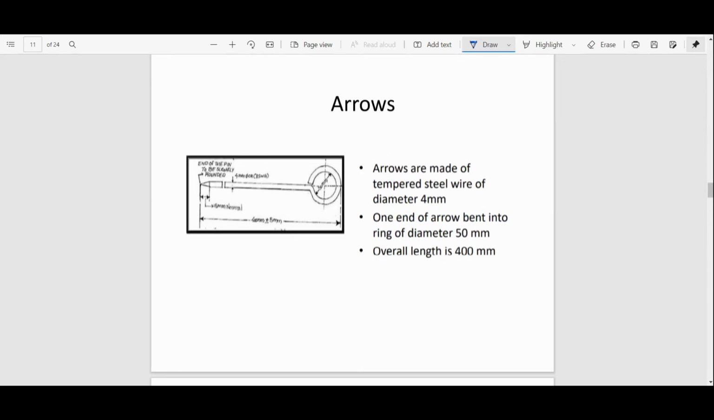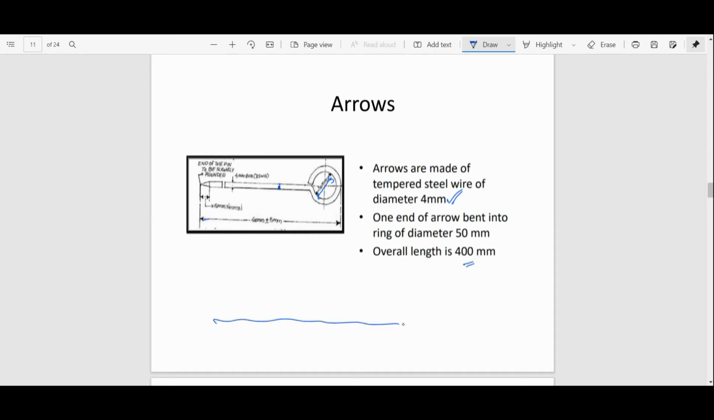Arrows are also used there, and this arrow has basically a circular head, and it has a sharp nose at the bottom point, and the diameter of this arrow is how much? 4 mm. You can see that this is the diameter of an arrow, 4 mm. And one end of the arrow is bent into a ring of a diameter of 50 mm. So this circular ring has a diameter of 50 mm, and the overall length of the arrow is how much? 400 mm.